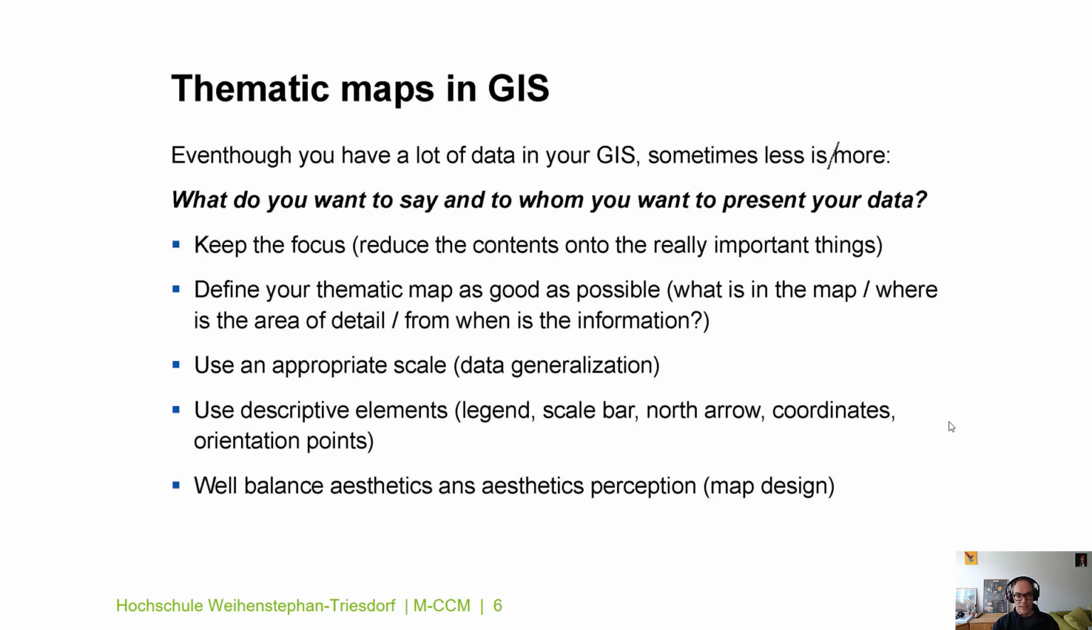Use descriptive elements, and there are five basic elements you need in every map. It's a title, the legend, a scale bar, a north arrow indicating the orientation of the map, and a source. Where is this from? And last not least, balance aesthetics and aesthetic perception in map design. So really good maps are also pieces of art.